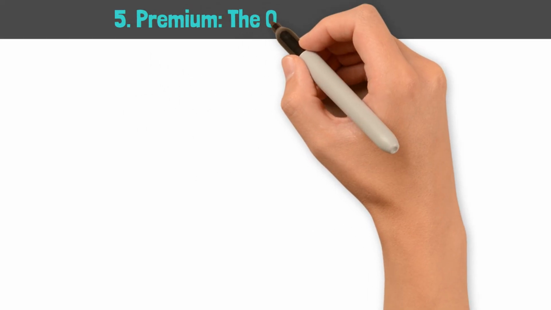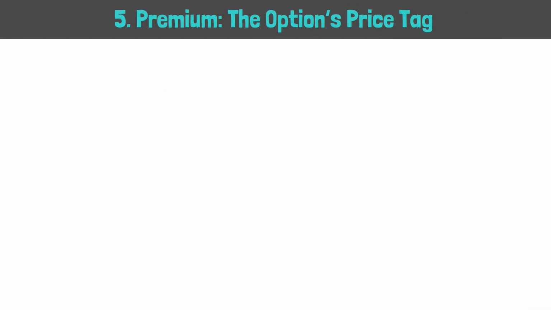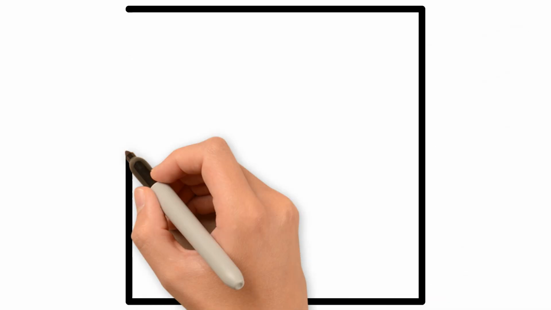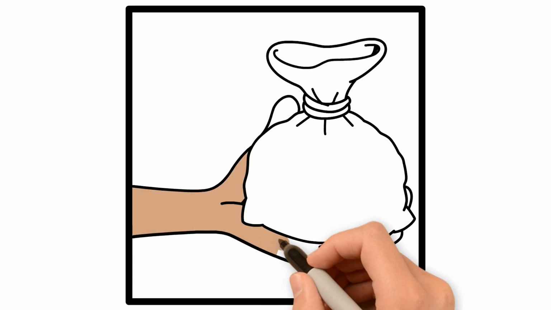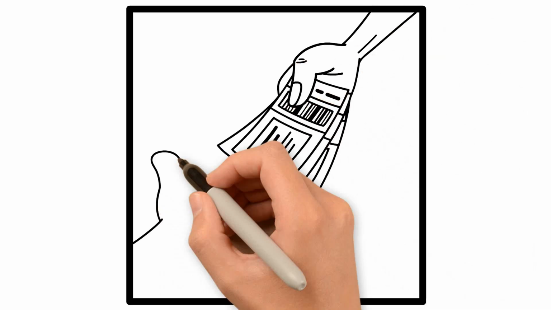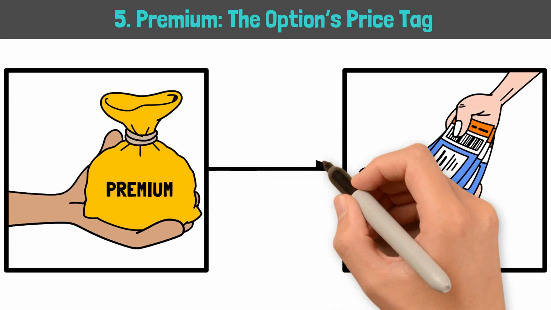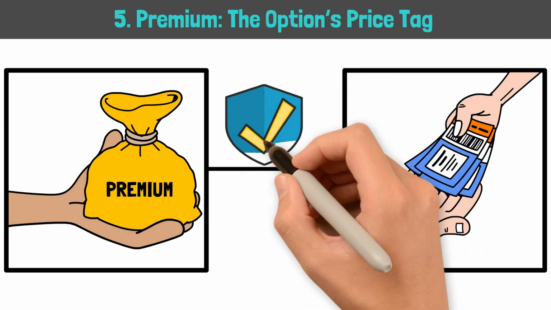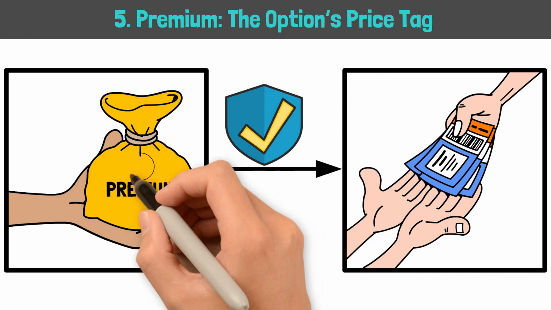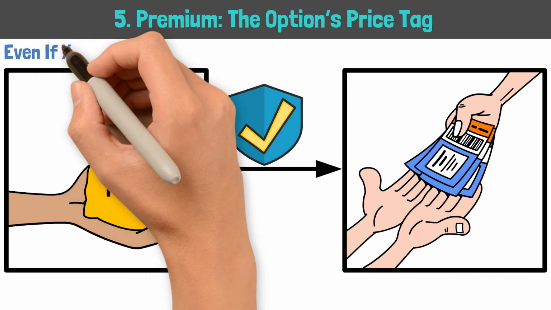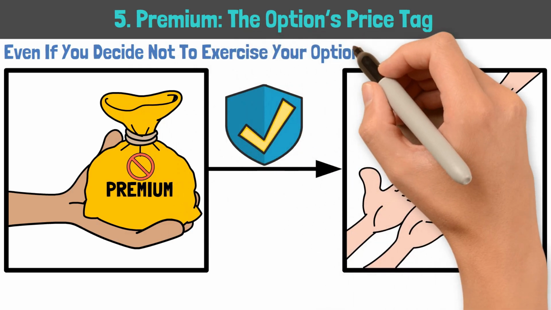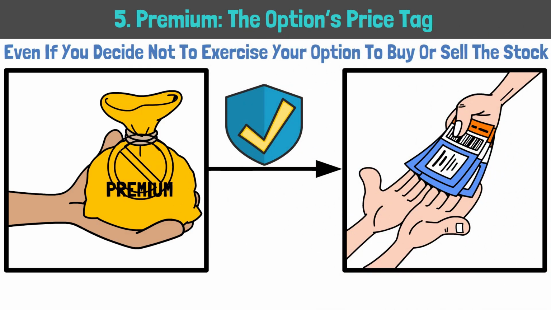5. Premium, the option's price tag. When you buy an option, whether it's a call or a put, you have to pay what's called a premium. Think of the premium like a booking fee you pay for concert tickets or a reservation at a fancy restaurant. It's the price for securing the right to buy or sell the stock at the exercise price later on. This premium isn't refunded even if you decide not to exercise your option to buy or sell the stock. It's the cost of entering the contract.